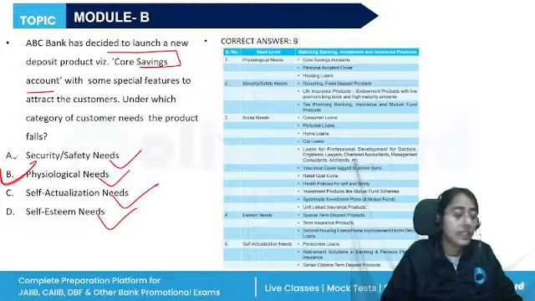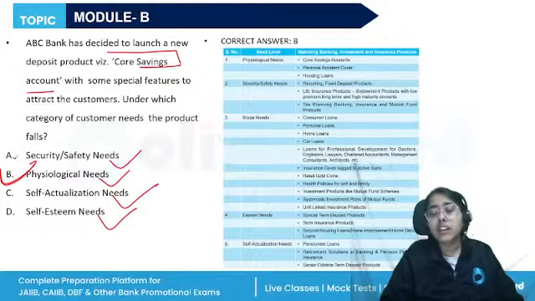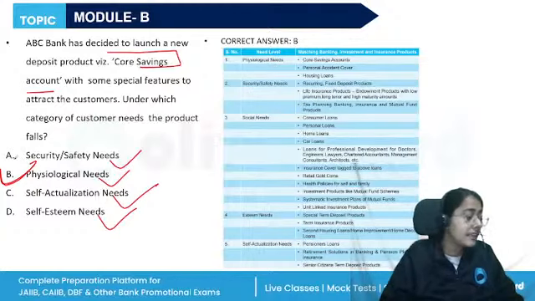So, here's the table which shows you the different types of products. Under the physiological needs, core savings account, personal accident cover, and housing loans will come. Under the security or safety needs, recurring or fixed deposit, life insurance products, tax planning, insurance, and mutual fund. These are the safety needs. Then we have social needs, consumer loans, personal loans, home loans, and car loans.